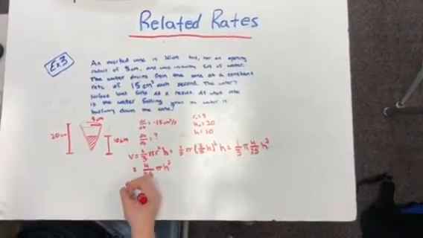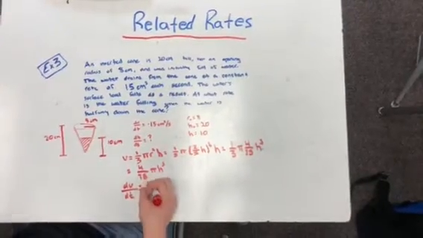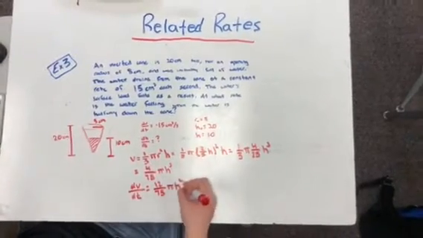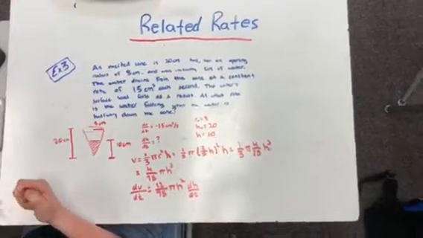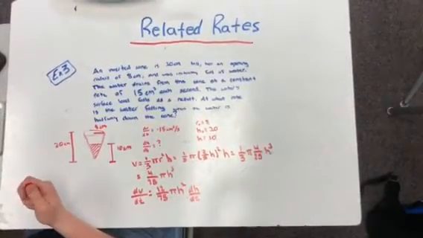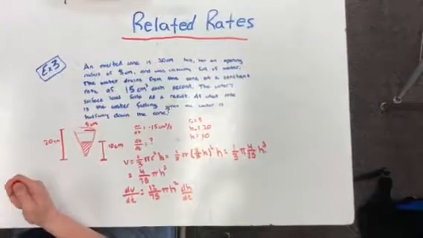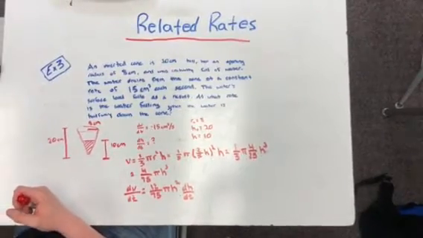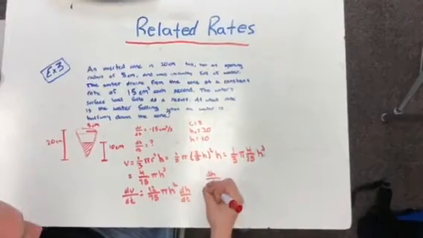Now that you have an equation that relates the variables, you need to differentiate it and solve for the rate of change of the volume. The final step is to solve for dH over dt, the rate of change of the height of the water in the cone.